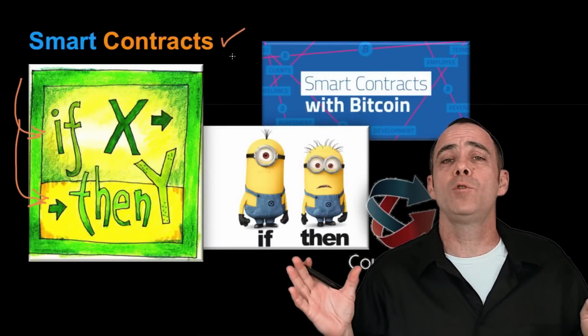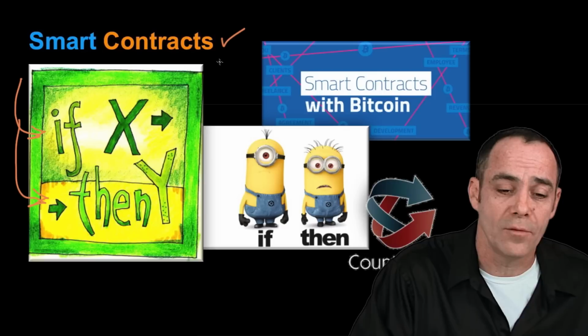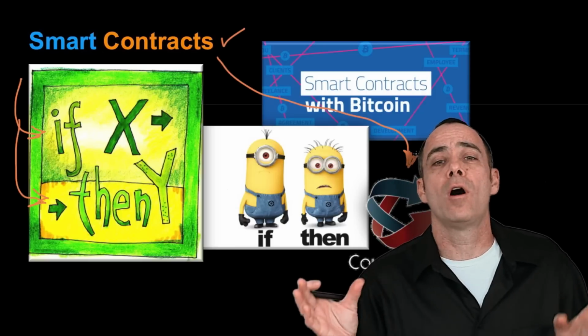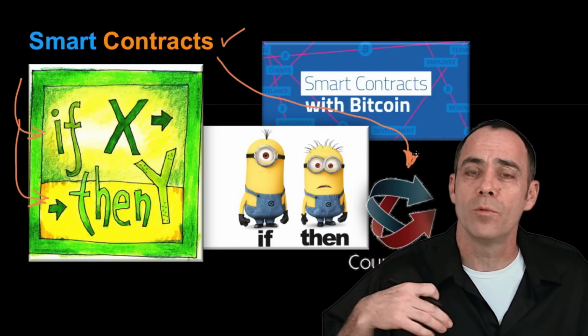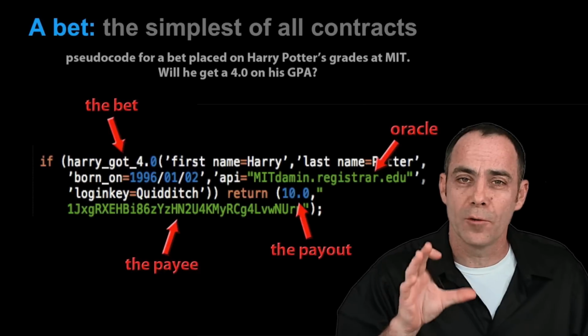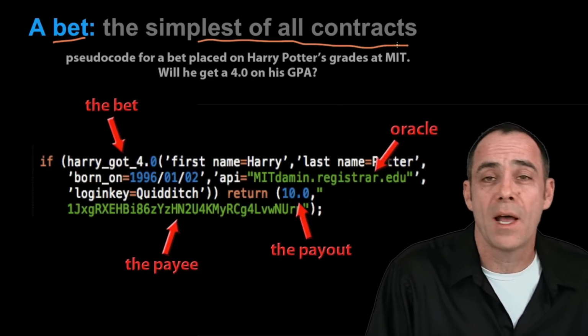And this isn't some futuristic dream, this idea that you can have smart contracts. It's already been under development and working now for a number of months. A company named Counterparty builds this right on top of Bitcoin's blockchain, but there are other offerings, Ethereum and such, which provide their own blockchains that allow for smart contracts. So to fully understand this, let's take a look at a bet, which is the simplest of all possible contracts.